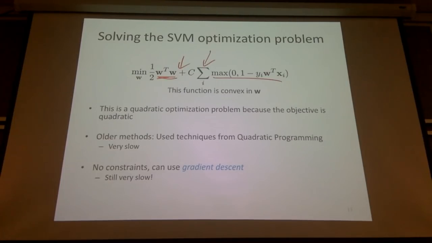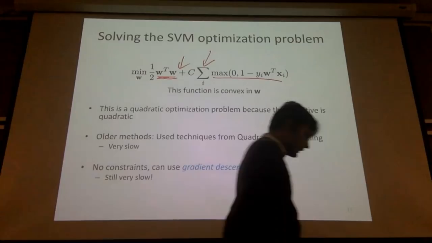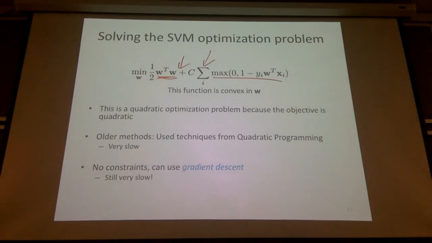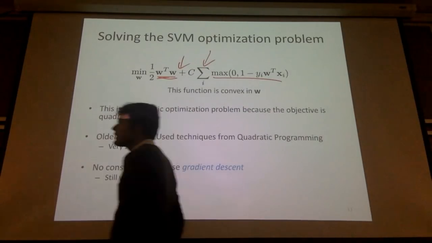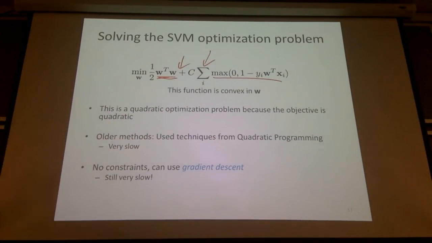Early attempts at solving the SVM optimization problem relied heavily on methods from quadratic optimization, which worked, but they tended to be a bit slow. And they tended to be unfavorably slow as data sets became larger. Before we knew it, we arrived in this world of big data and they became pointless. So this was roughly where things were in maybe the early 2000s.